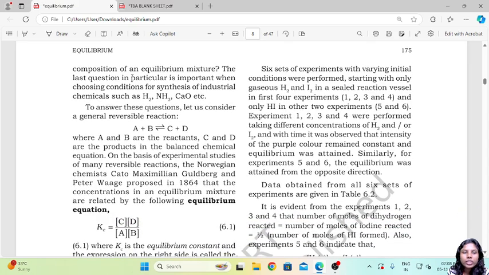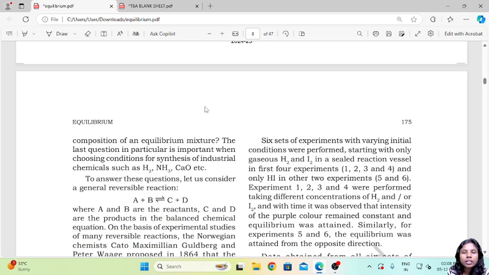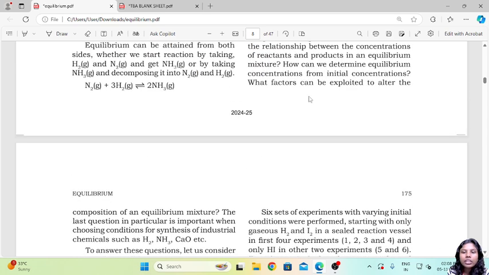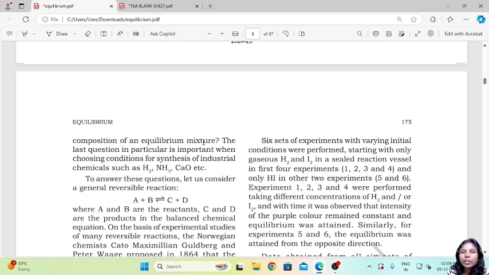The last question in particular is important when choosing conditions for synthesis of industrial chemicals such as hydrogen, ammonia, calcium oxide, etc. If we are carrying out any reaction, especially reactions carried out on large scales in industries, we need to ask this very important question: what are the factors that can be exploited to alter the composition of an equilibrium mixture.